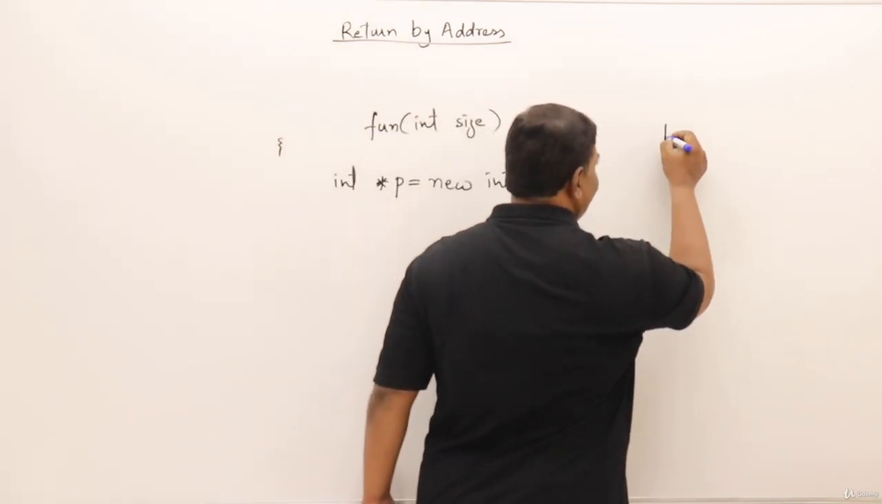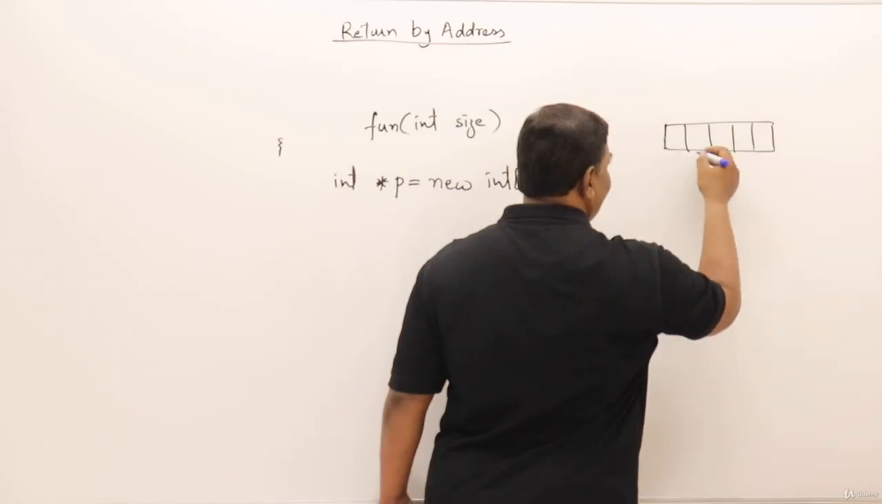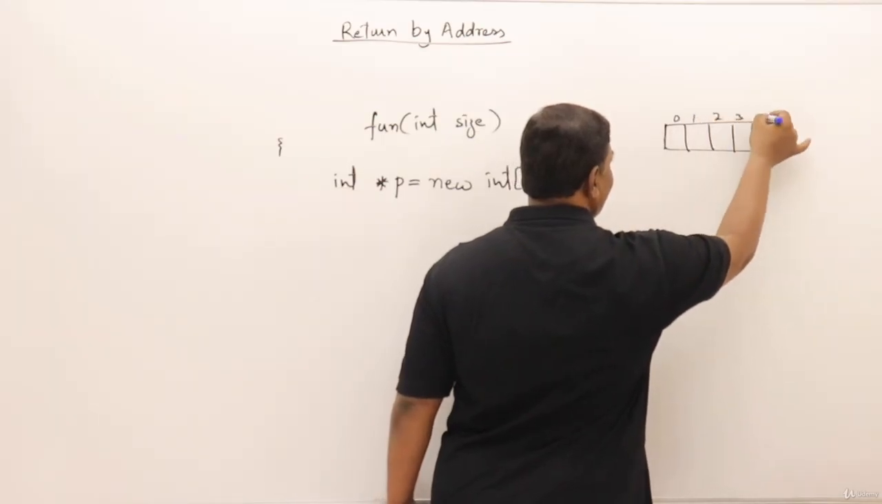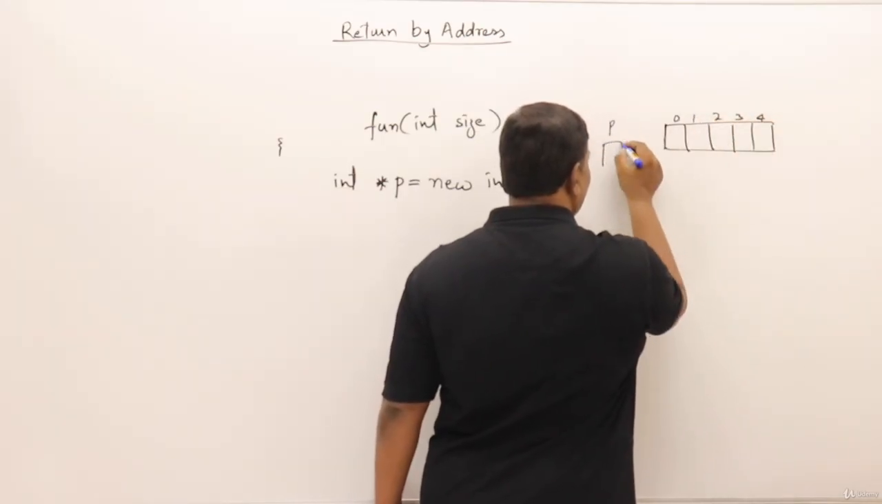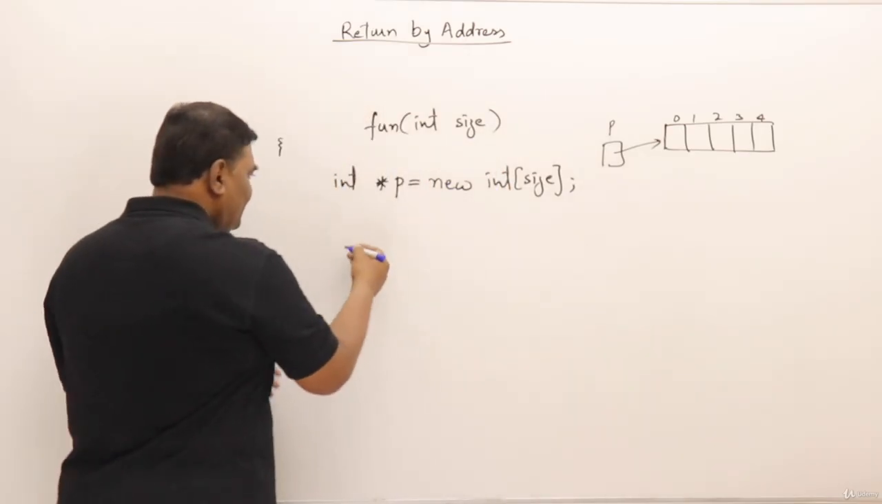So let us take, for example, if the size is 5, an array of size 5 is created in the heap, and p is a pointer to this one. So this belongs to function fun. Now I will add some code here.